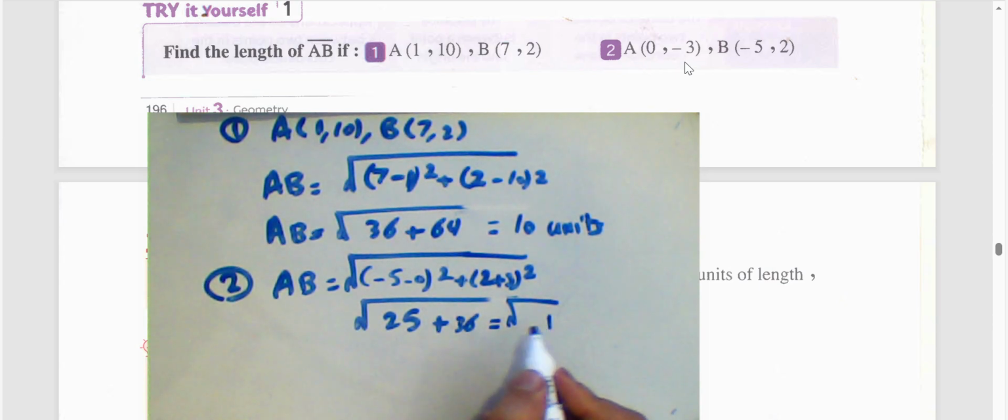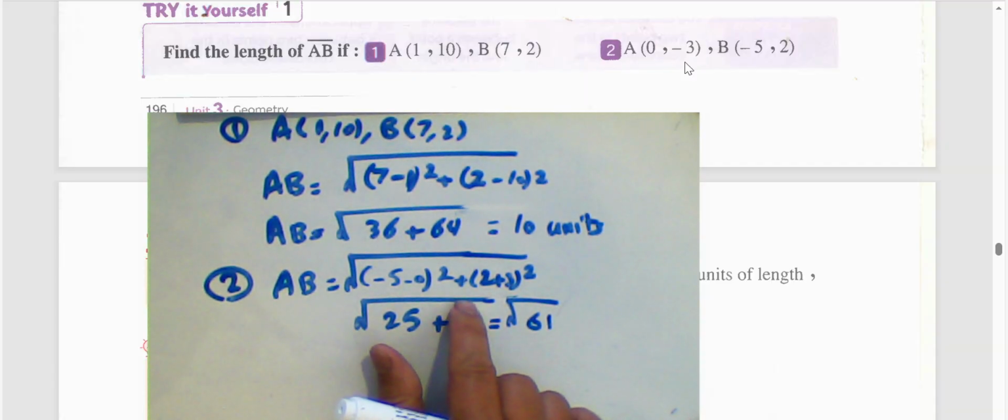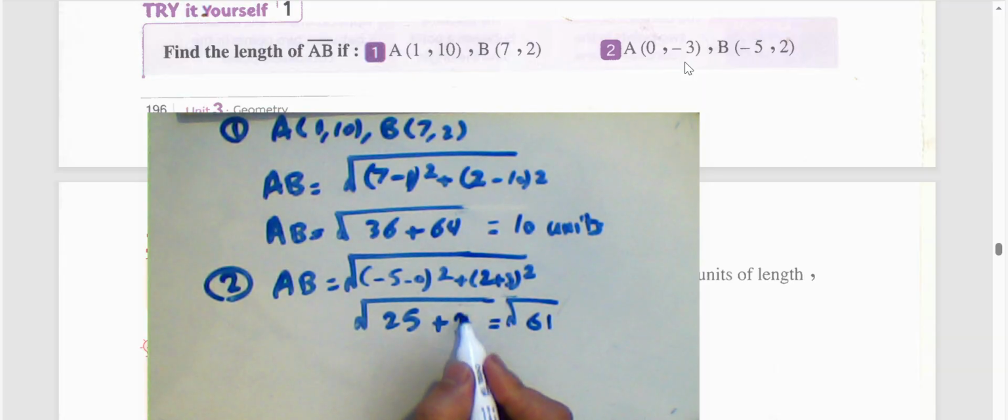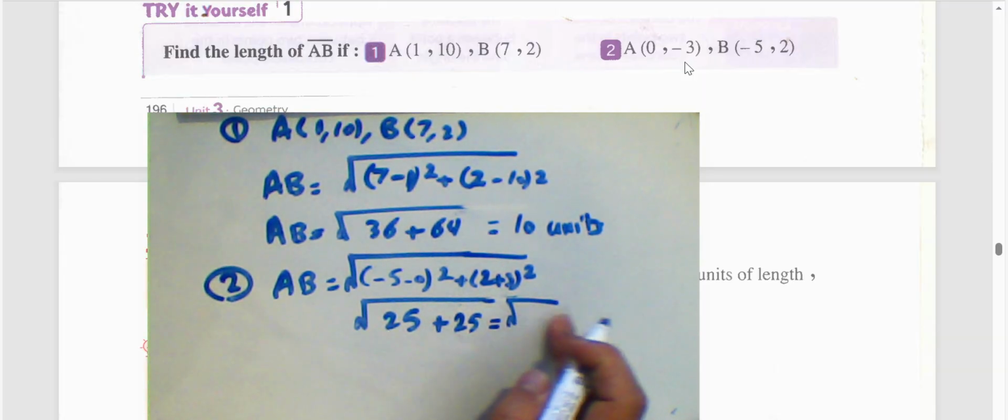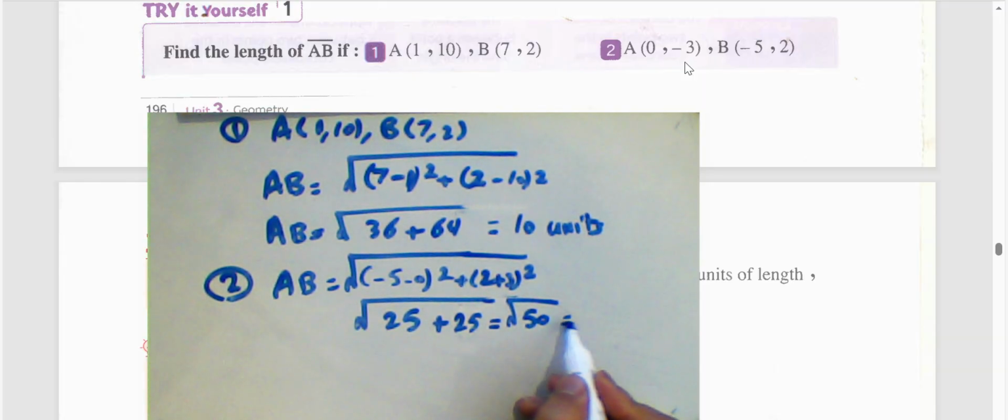25 plus 25, the result will be 50. Square root of 50 will be 5 root 2 length unit.